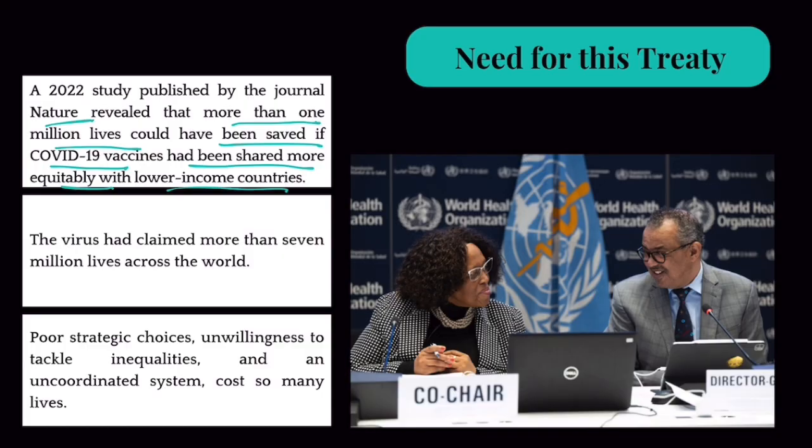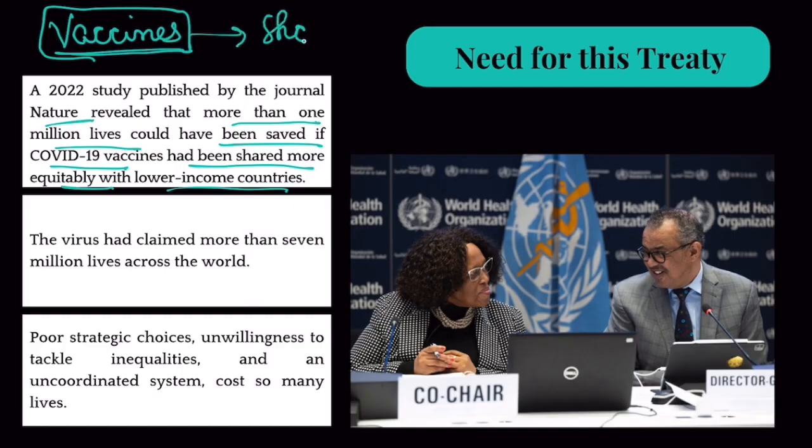During the COVID-19 pandemic, some countries were technologically advanced and were able to create vaccines. Because there was a lot of panic among all countries, they decided to stockpile these vaccines. All these countries decided to store these vaccines with themselves, and they refused to share them with developing countries. Because of that, many lives were lost in developing countries. This was one reason.